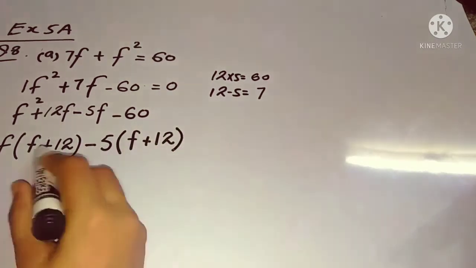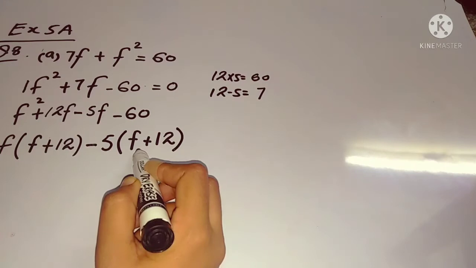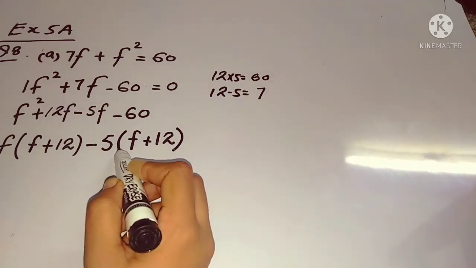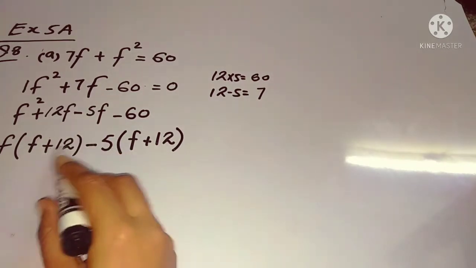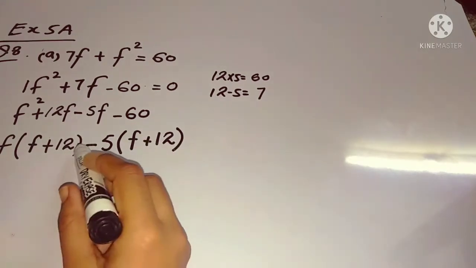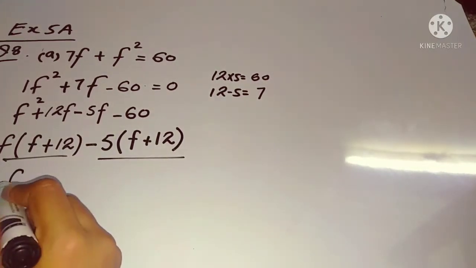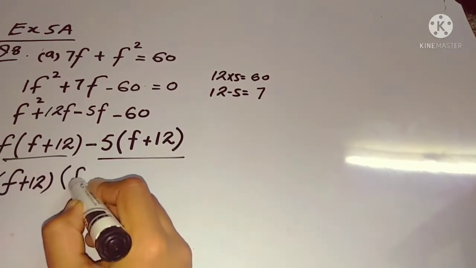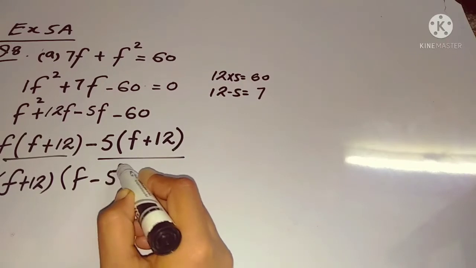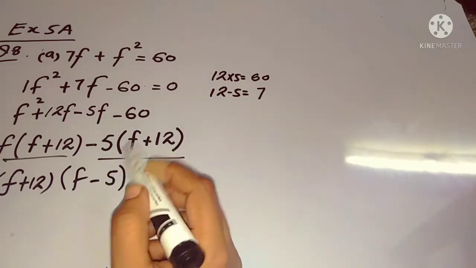Just remember that these two brackets must be the same if you're solving the sum with the help of factorization. So remember that when the brackets are the same, it means that you are doing the right sum. Okay, from this term and this term, f plus 12 is common, so take f plus 12 common. Now what's left here? f is left, and here 5 is left. So your answer is f plus 12 and f minus 5.